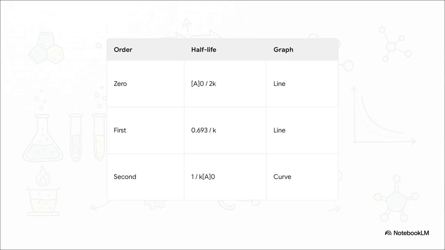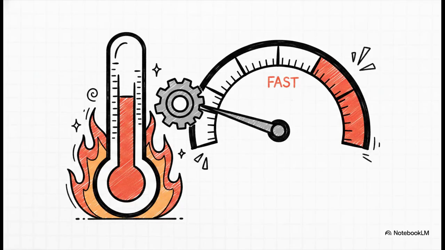First order, that only gives you a straight line when you plot the natural log of the concentration. And second order spits out a curve. If you memorize these distinct shapes, you can literally just glance at raw data and instantly identify the reaction order. It's a total superpower.